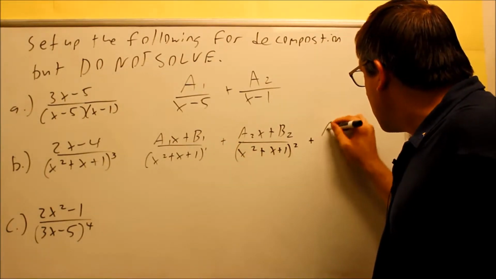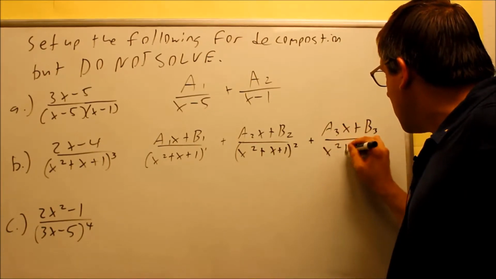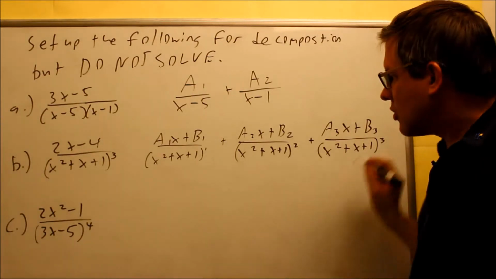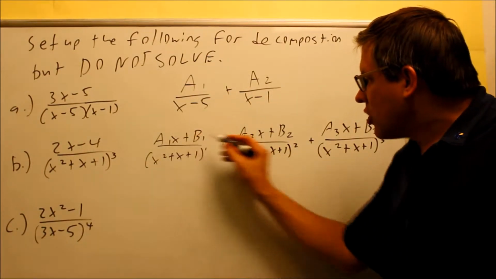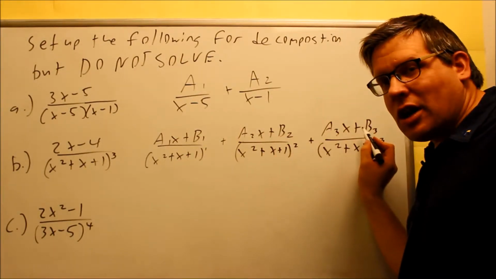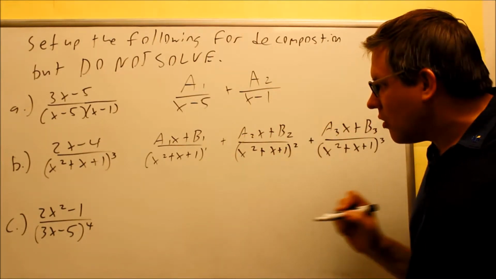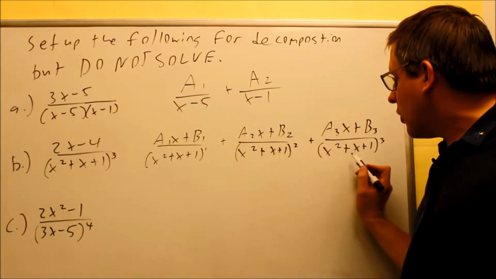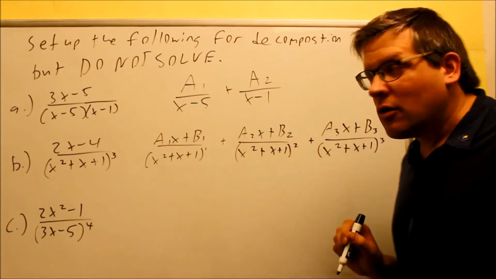Then we have to do one more: a3x plus b3 over x squared plus x plus 1, raised to the third power. So this whole thing is going to be your setup for part B. Notice we have x's on top of all these, and these are all going to be different constants. Again, if you want to do a, b, c, d, e, f, you could do that as well. The main thing of importance is that on the bottom, we have it raised to the first power, second power, third power. You keep going until you reach whatever the power is there. And that's going to be it.